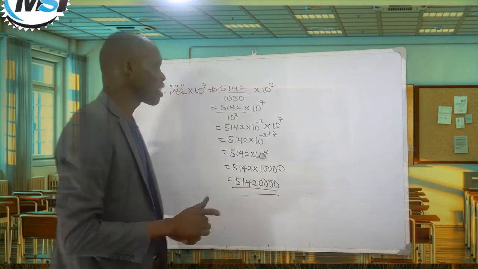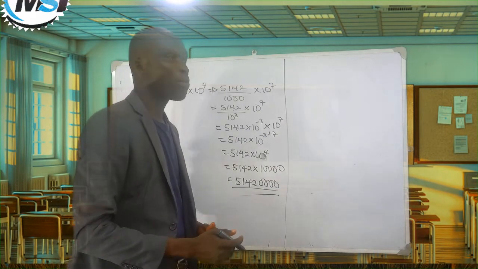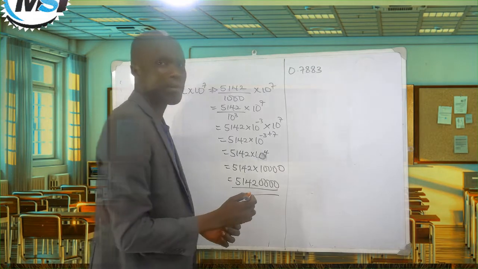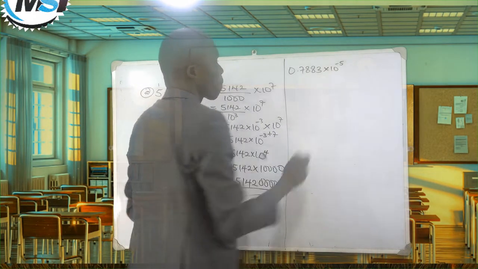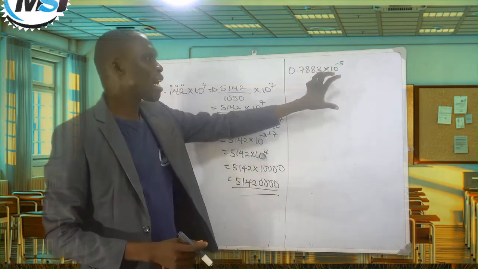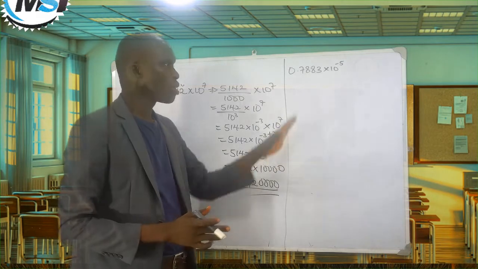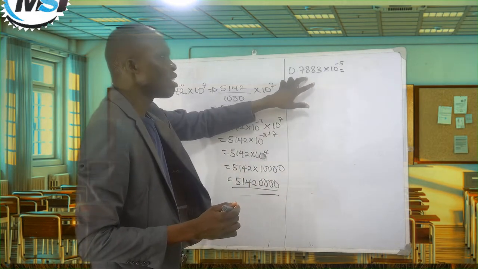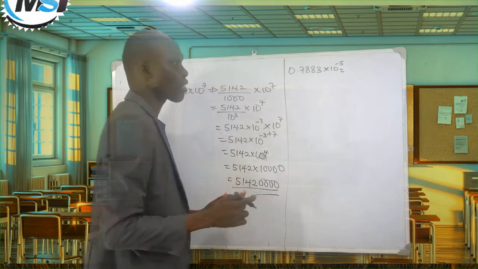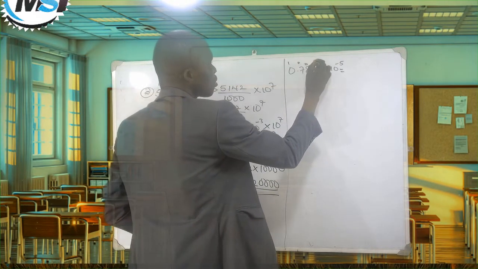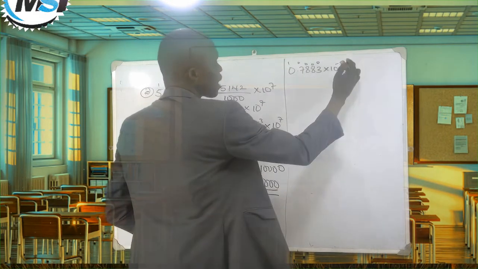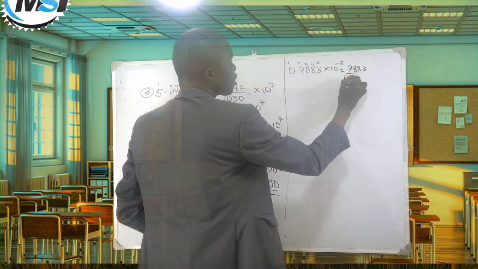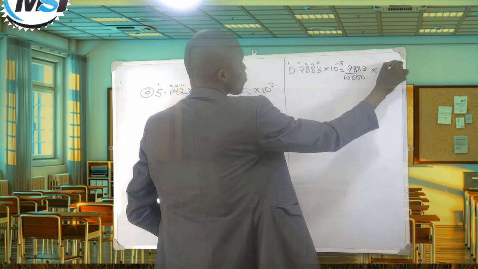Now let's take a look at this final one. The final one for today is 0.7883 multiplied by 10 raised to power 5. Okay, class, now let's solve this question. Now we are changing this standard form to ordinary form. So what are we going to do? The first thing to do is to make sure that this is a decimal fraction. You can change it to a fraction, so that will give us 7883 divided by 10,000 multiplied by 10 raised to power minus 5.